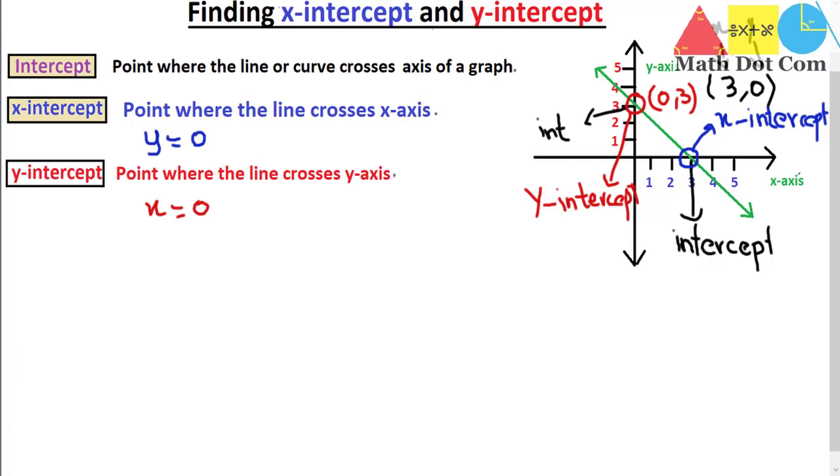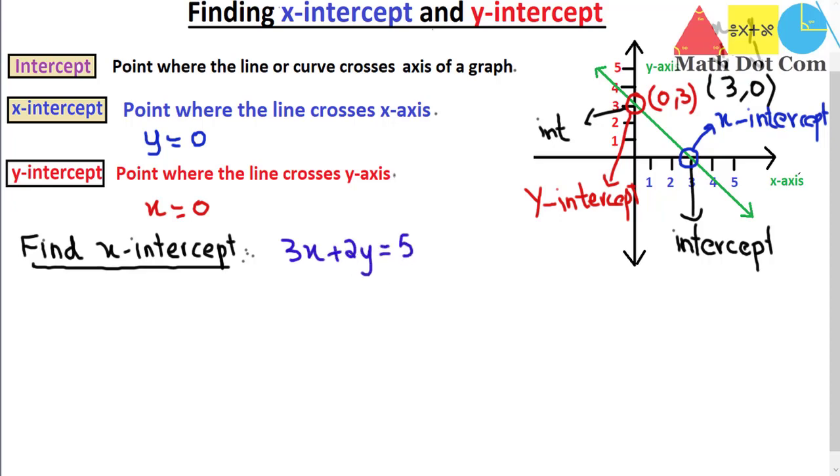So this is how you can find the x and y-intercept graphically if you are given the line already drawn on the graph. Now let's find it out if you are given the equation of the line and you are asked to find the x or y-intercept. You'll find it by using the equation. Let's see how you can do that. First of all, you will be asked to find the x-intercept. We need an equation of a line or a curve like 3x plus 2y equals 5, and we will be asked to find the x-intercept.